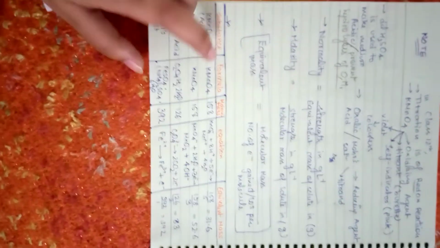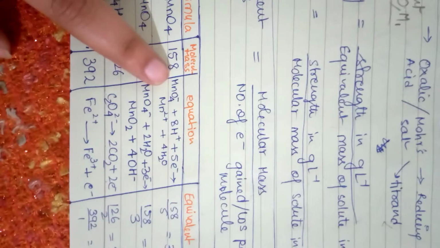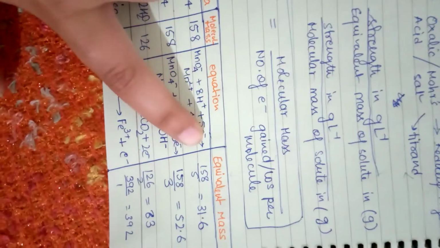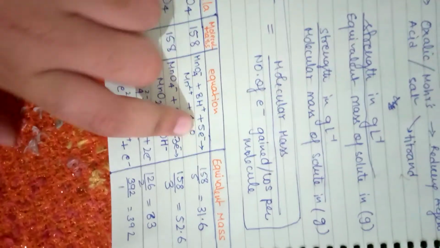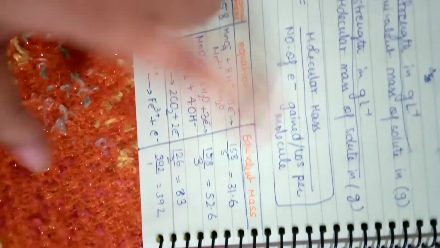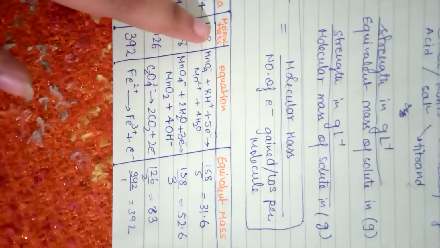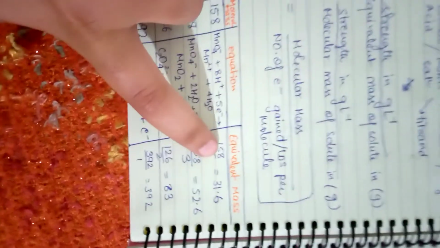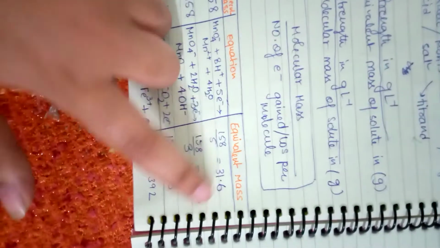See, this is the substance. First I've taken KMnO4 in the acidic medium. So formula is KMnO4. Molecular mass is 158, we all know. The equation in acidic medium involves 5 electrons. So equivalent mass is molecular mass upon the electrons gained, here 5, so 158 upon 5, that is 31.6.